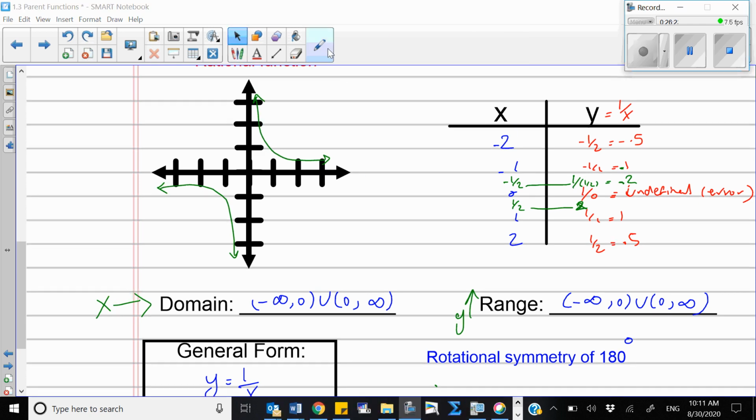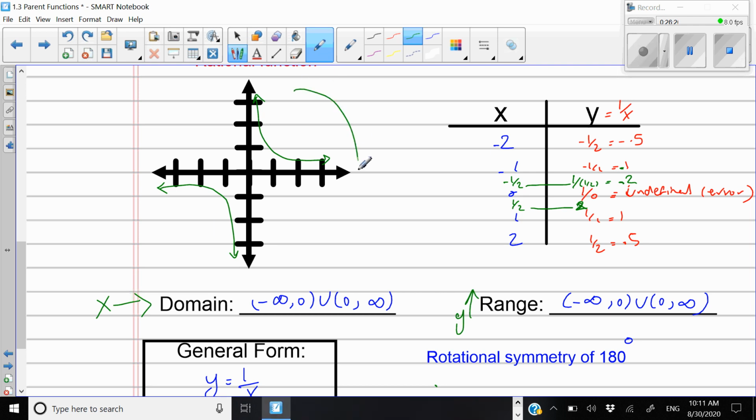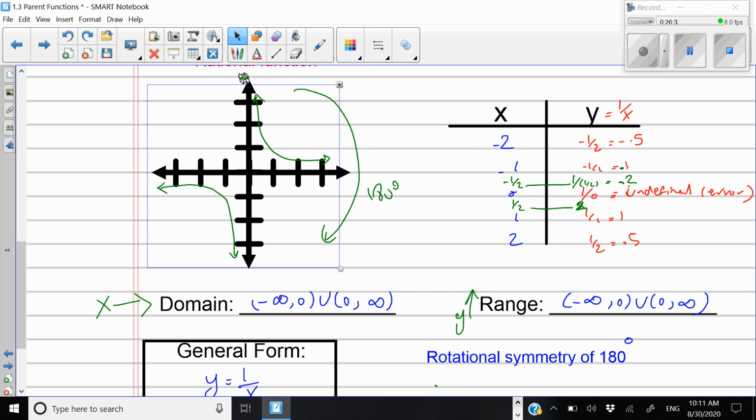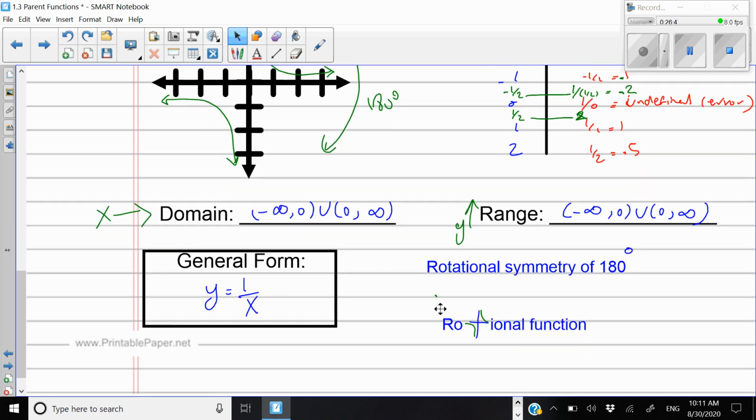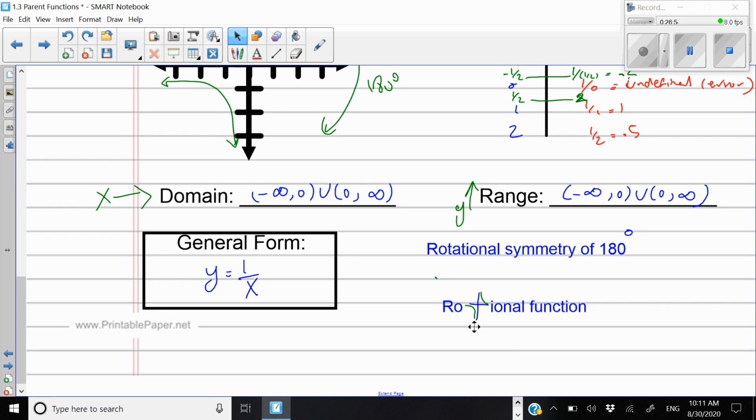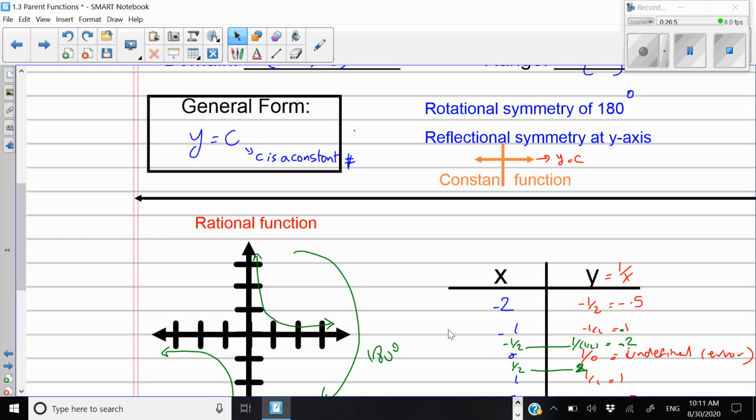Okay, so I'm going to rotate this for 180 degrees and see what happens. So here's my graph, and I'm going to rotate this for 180 degrees. And we see that it's going to match the original. So we have a rotational symmetry of 180 here. And here's the little trick. Use the letter T, and I draw the little curves on two sides. That will help you remember rotational function.